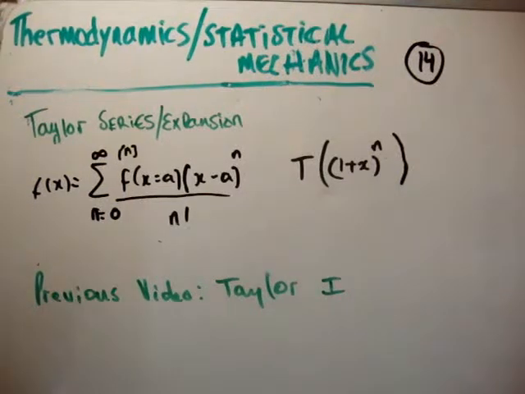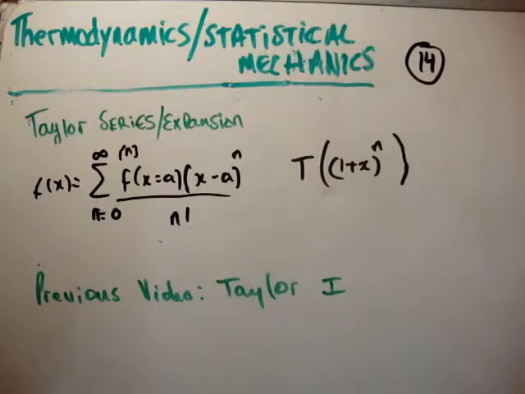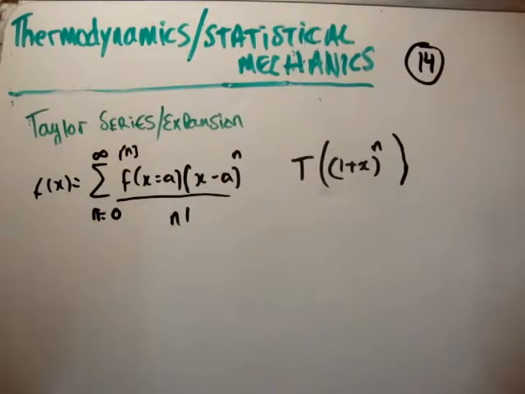Okay, in this video I'm going to continue on with my tutorial videos on thermodynamics and statistical mechanics. This is video number 14 and I'm going to get the Taylor and MacLaurin series expansions for (1 + x)^n. So in the previous video, which is on the Taylor expansion, or I call it sub-video Taylor 1, we got the following formula for the Taylor series.